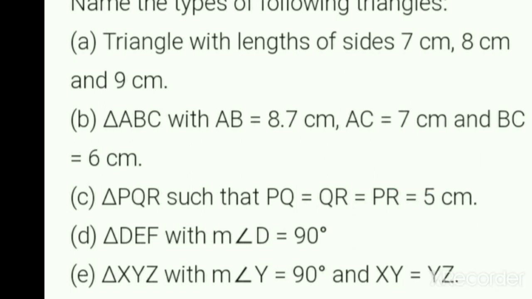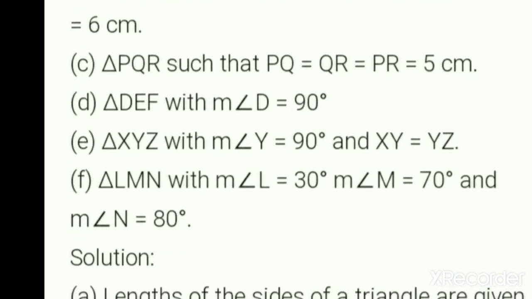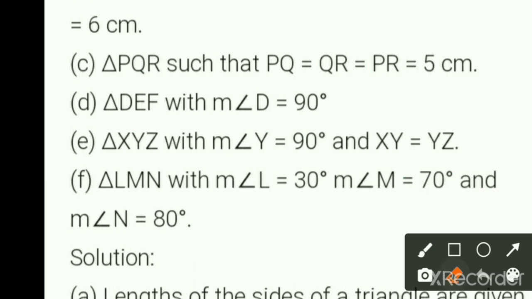Now D question. Triangle DEF with angle D is equal to 90 degree. Here an angle is given. So here one angle, they are saying it is equal to 90 degree. We have learned that if one angle is 90 degree, then it is a right angled triangle. Yes or no? So D question, it is a right angled triangle. Clear? Now E question.